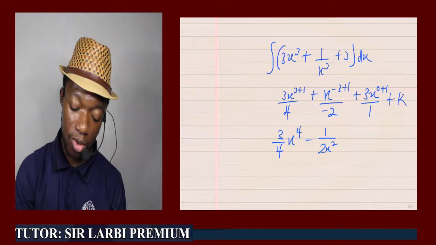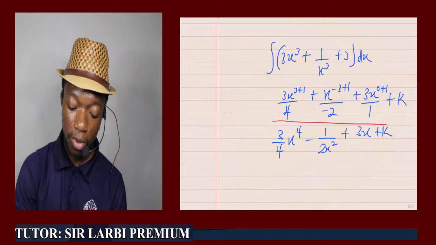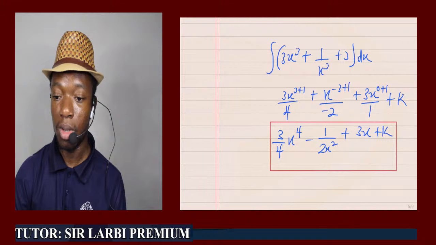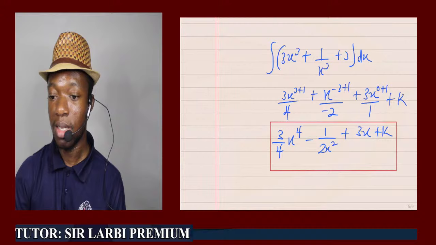Then I will have 3x plus K. And this is going to be your result for the indefinite integral in relation to that. So just add 1 to the power, divide by the whole expression, and then you are good to go generally. So let's take note of that.